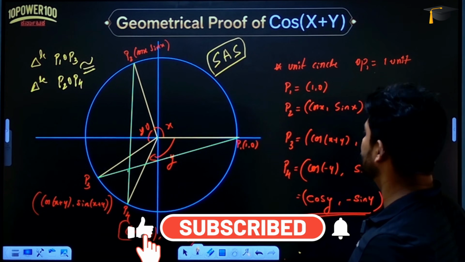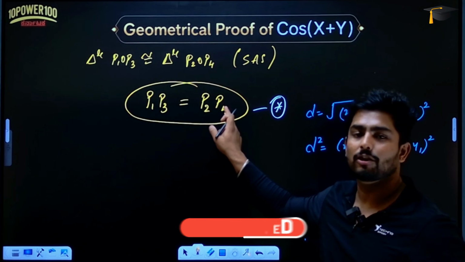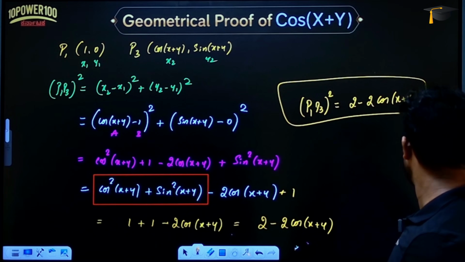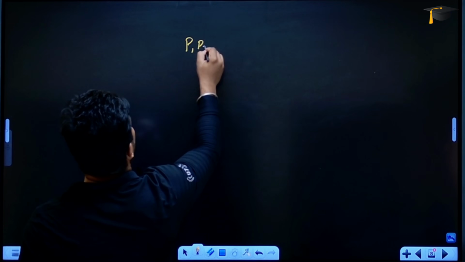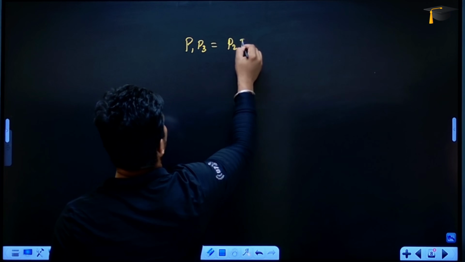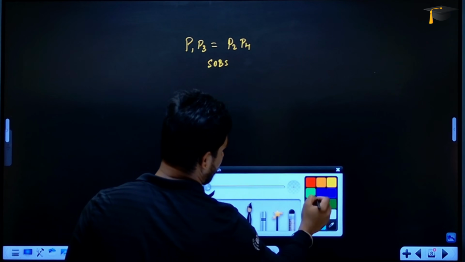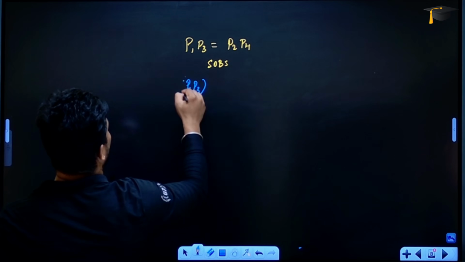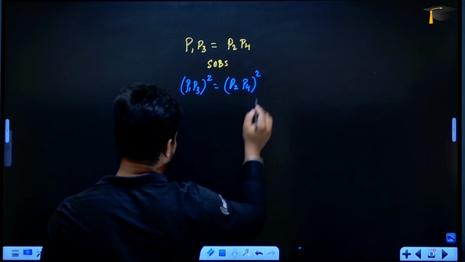So if you observe here, I have already taken p1 p3 is equal to p2 p4. p1 p3 is equal to p2 p4, right? So the same thing I'm going to use now. Okay, so I have written p1 p3 is equal to p2 p4. Now I take the square on both sides, because I have taken the square. Okay, so what do we get? So p1 p3 the whole square is equal to p2 p4 the whole square.